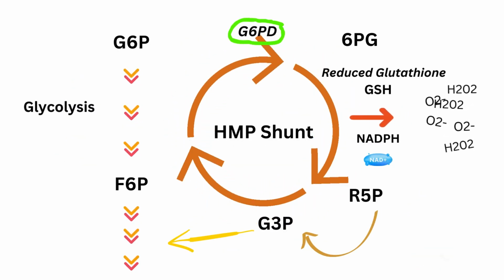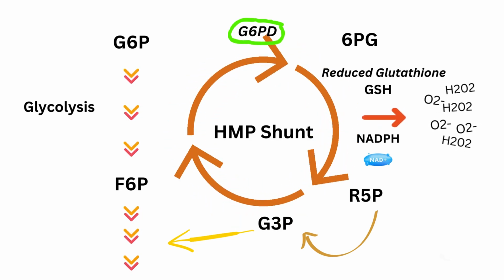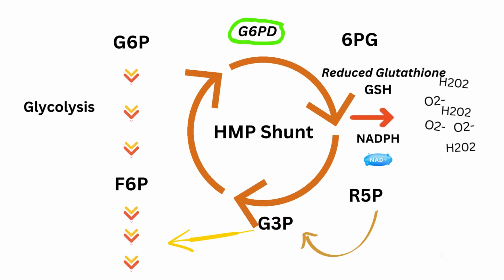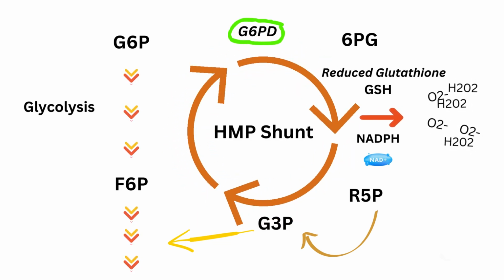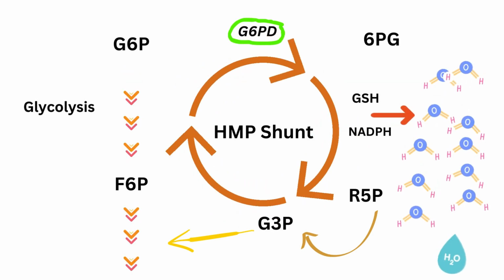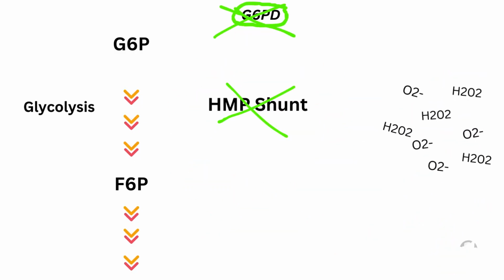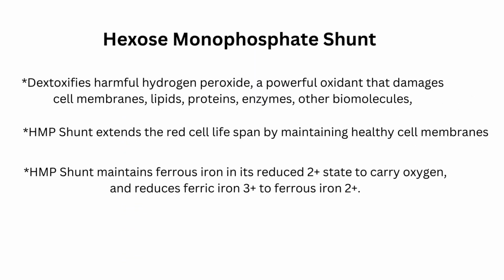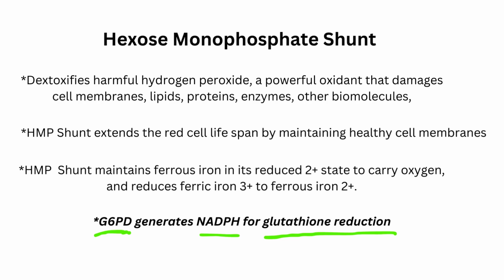G6PD is an important enzyme as part of the hexose monophosphate shunt, a branch of glycolysis, which is used to generate reducing compounds like reduced glutathione and NADPH, which will neutralize reactive oxygen species and hydrogen peroxide and convert them to harmless water. When there's a deficiency of G6PD, the hexose monophosphate shunt shuts down. So we see the benefits of the hexose monophosphate shunt for the red cells. The enzyme G6PD generates NADPH for glutathione reduction.